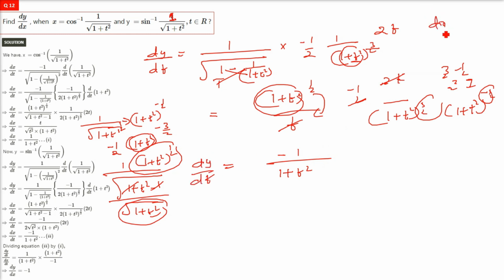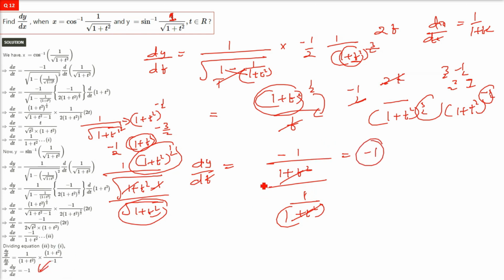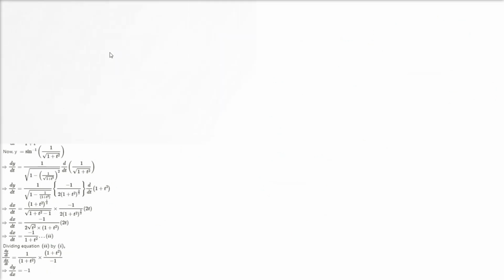Okay, dx by dt we have found out. dy by dt we have found out. So dy by dx is dy by dt divided by dx by dt. So this gets cancelled, 1 and minus 1. So it will be negative 1. The answer is negative 1. Right?